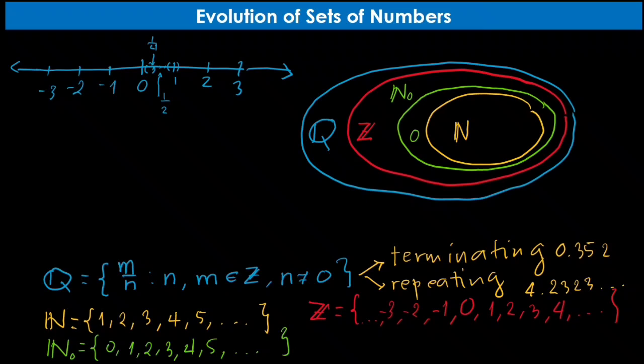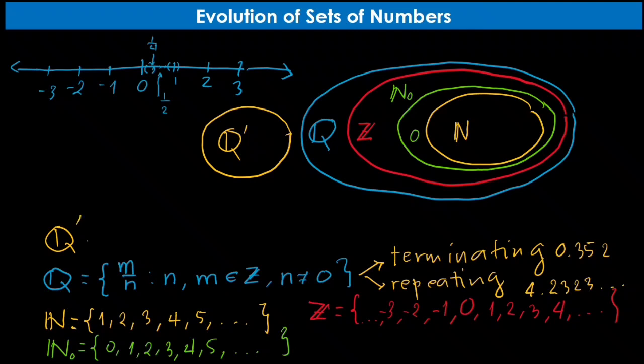That's why they killed Hippasus. And let's denote this set of numbers, which doesn't have a common element with the rational numbers, by Q prime. So let's write it here, Q prime. But we cannot express it in this way, the Q prime.